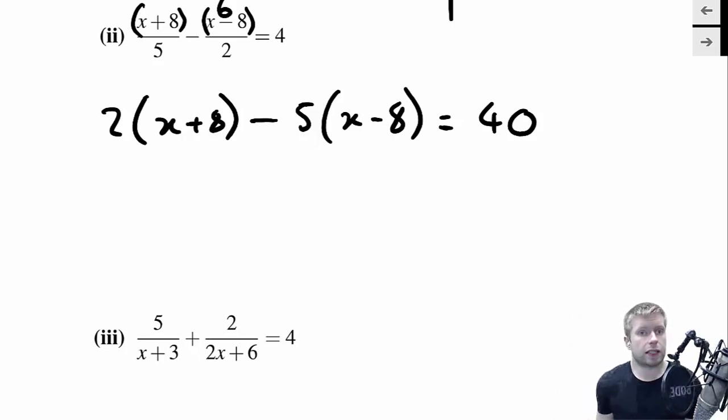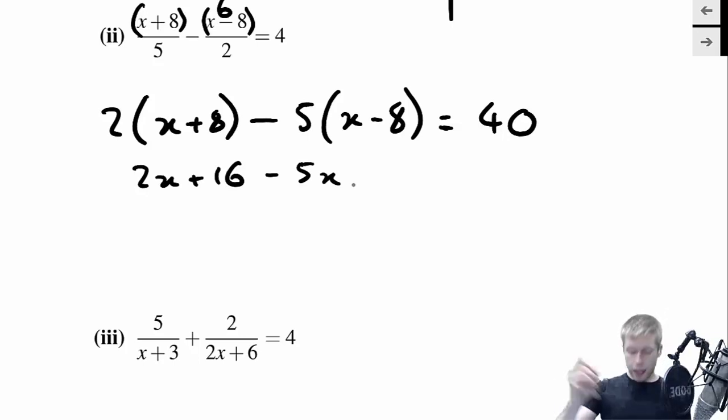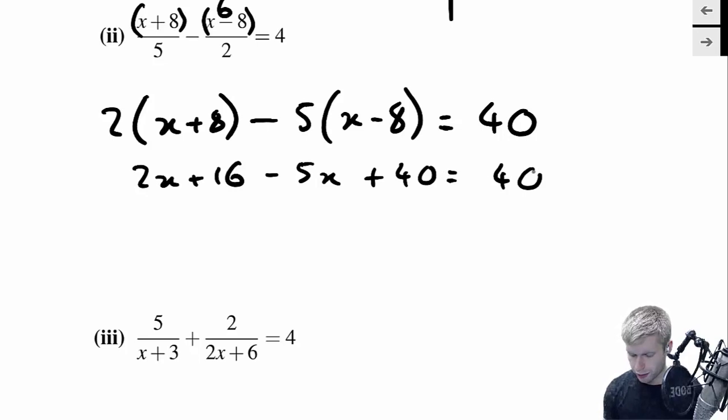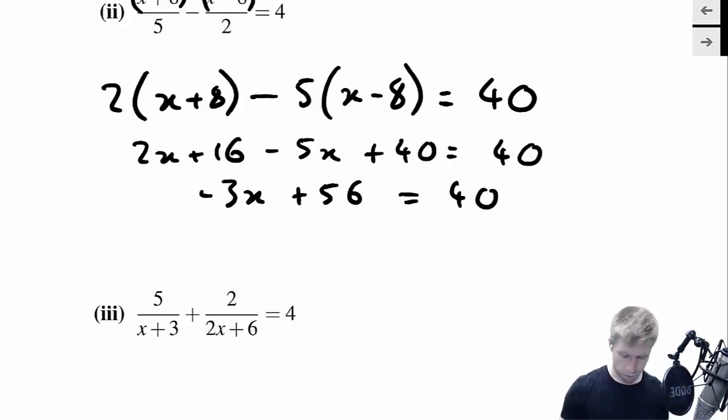Then all I need to do is just expand this out. So 2 multiplied by x plus 8 gives me 2x plus 16. And then be careful here, I've got the entirety of minus 5 and I'm multiplying it by x minus 8. So minus 5 times x gives me minus 5x, and negative 5 times negative 8 gives me positive 40, and that gives me 40 on the right hand side. Collect together like terms now, so 2x minus 5x makes negative 3x, and then 16 plus 40 makes positive 56, and on the right hand side I'm just left with 40 as before.